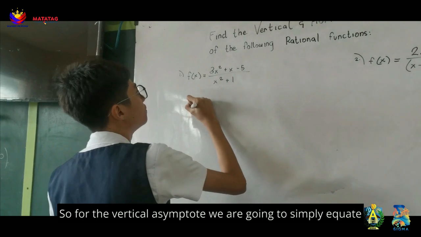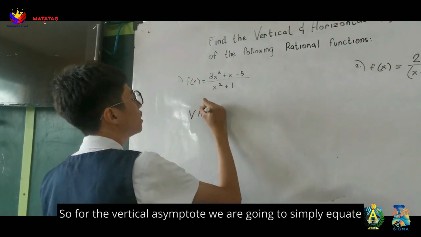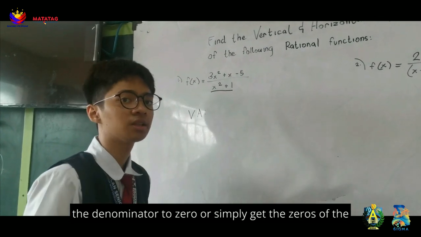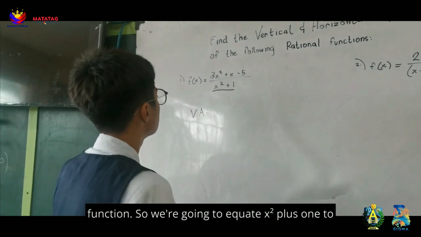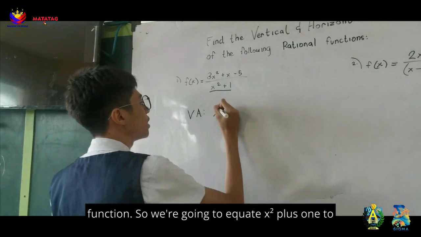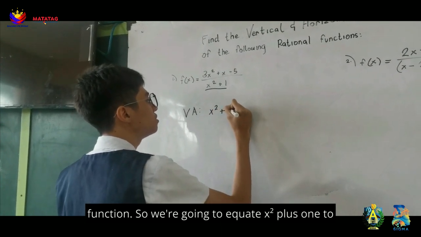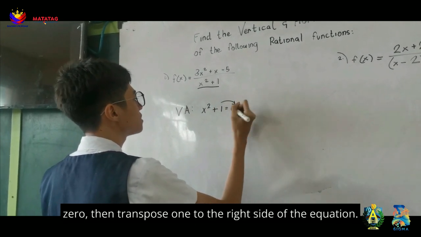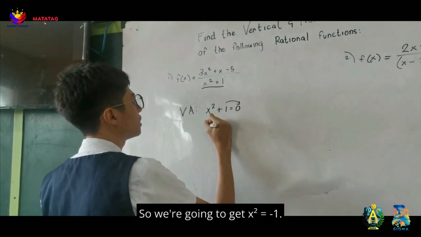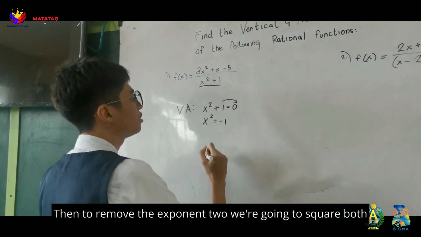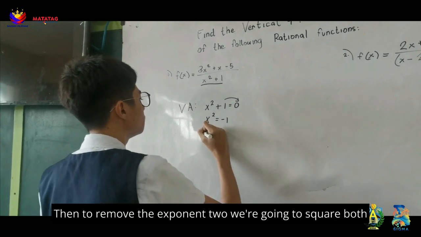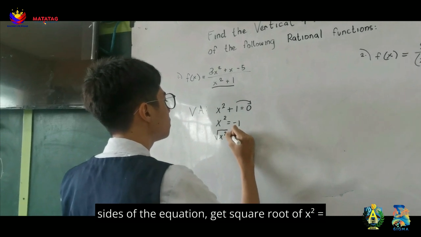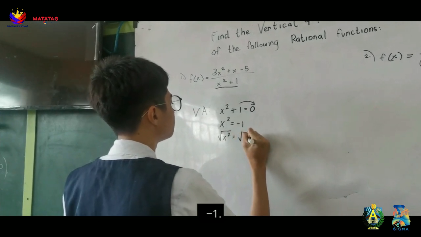For the vertical asymptote, we are going to simply equate the denominator to 0, or simply get the zeros of the function. So we're going to equate x squared plus 1 to 0, then transpose 1 to the right side of the equation. So we're going to get x squared equals -1. Then to remove the exponent 2, we're going to take the square root of both sides of the equation to get square root of x squared equals square root of -1.